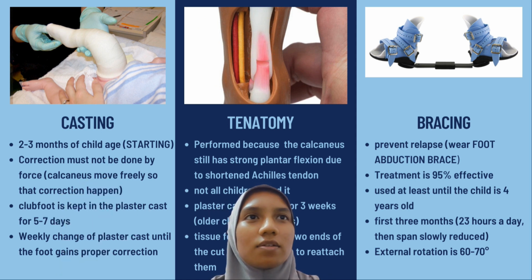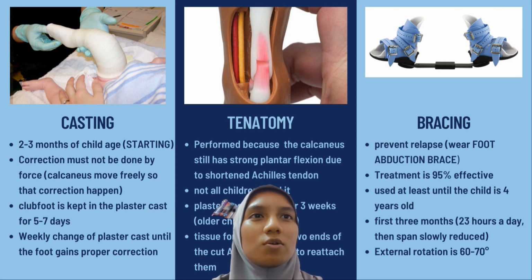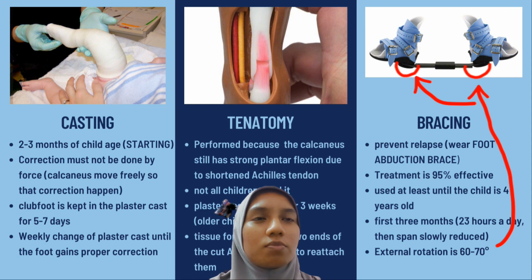And lastly, the third step is the bracing, which prevents relapse. The children need to wear the foot abduction brace, as you can see from the picture. This treatment is known to be 95% effective, and it is used at least until the child is 4 years old. For the first 3 months, we need to wear it for 23 hours per day, but we can reduce it slowly. The external rotation of the foot should be 60 to 70 degrees.